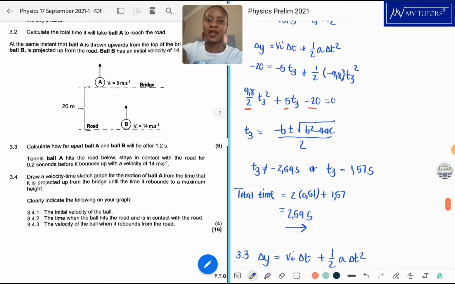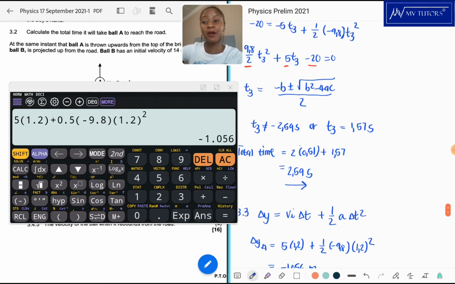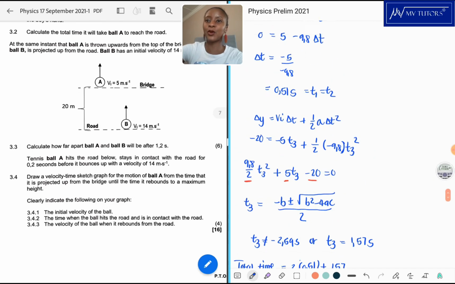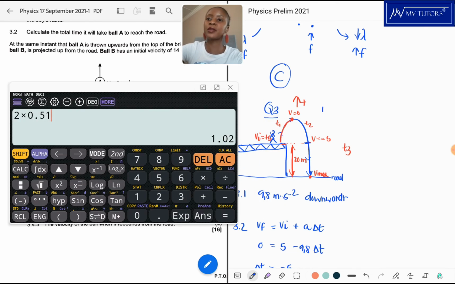Yeah, what I actually wanted to check. We know that for it to reach its maximum height, it took 0,51 seconds. So if I take 2 times 0,51 seconds, it's actually 1,02. Okay, let me go back to my sketch. I hope I am not confusing you guys. I've managed to confuse myself a bit. But the whole time that it took for it to reach its highest and back to the bridge, we said is 1,02 seconds.